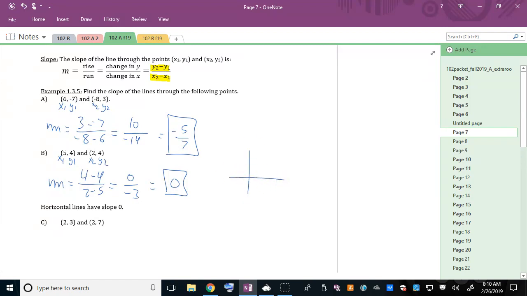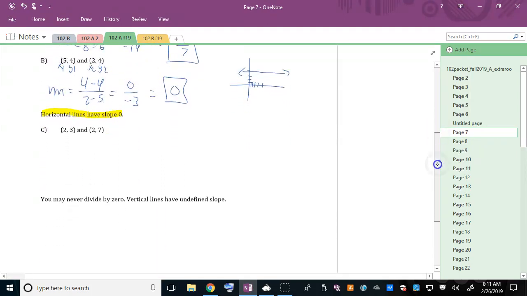If I come over here and graph those points, 1, 2, 3, 4, 5, 2, 3, 4, there's a point there, and there's a point there. So this is a horizontal line. And what we want to remember is that horizontal lines have a slope of 0. So if I tell you it's a horizontal line, that means the slope is 0. If I tell you the slope is 0, that means we have a horizontal line.